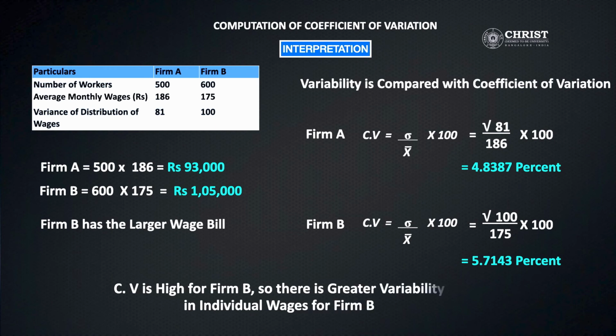5.7143%. So the coefficient of variation is high for firm B, at 5.7143, and it is less for firm A. So firm B has greater variability and firm A has less variability. So that is the interpretation.